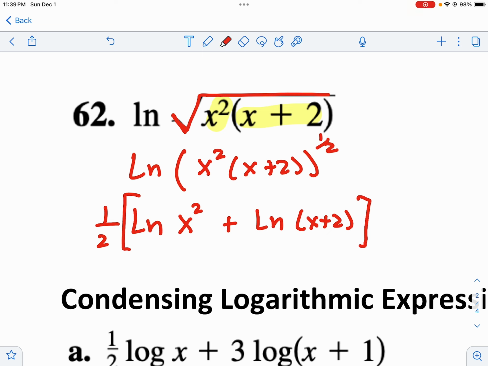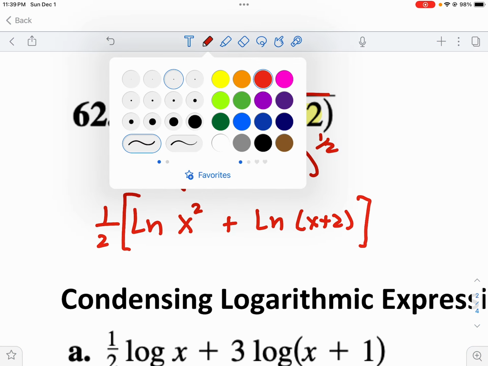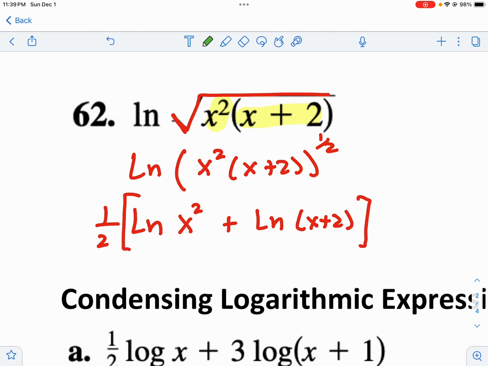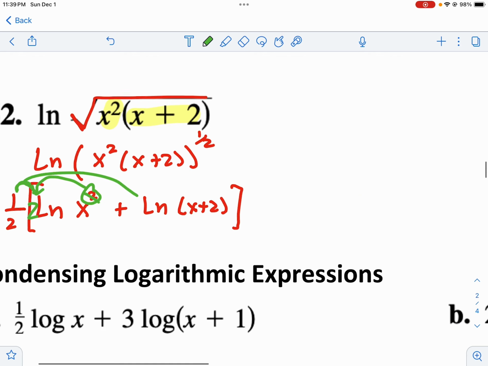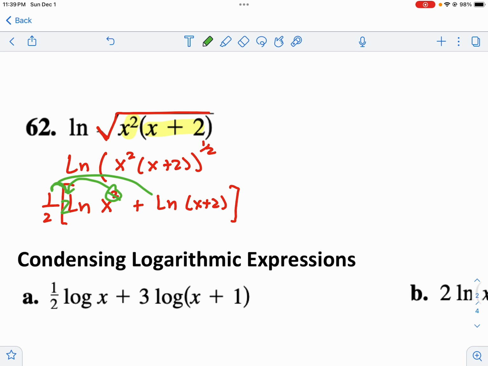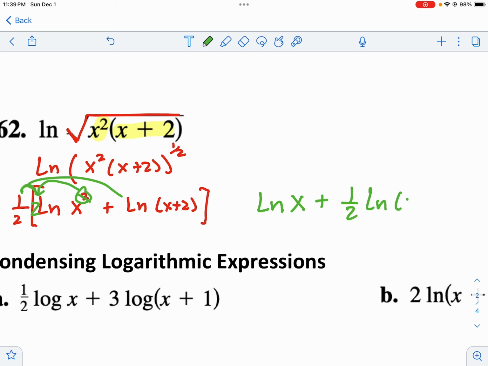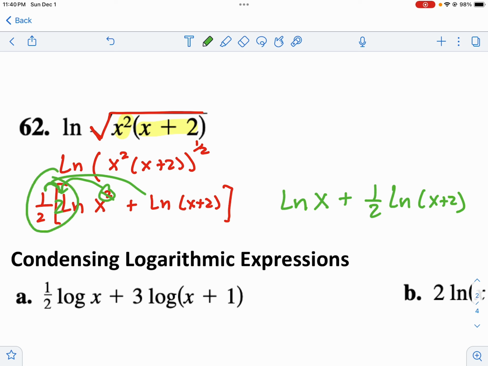And then I can redistribute this negative 1/2, or before that, let me bring this 2 out front. And I can distribute this here, and I can redistribute this over here. So I get 1/2 times 2, which is just natural log of x, and then 1/2 natural log of x plus 2. All right, these reduce to 1. So I recommend that if this is included in everything, take that out first. It makes your life easier.